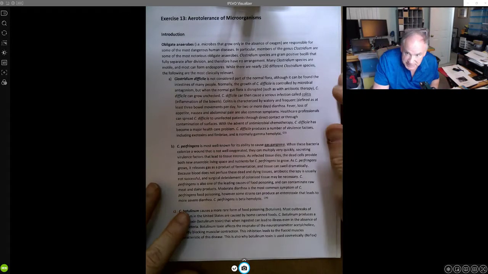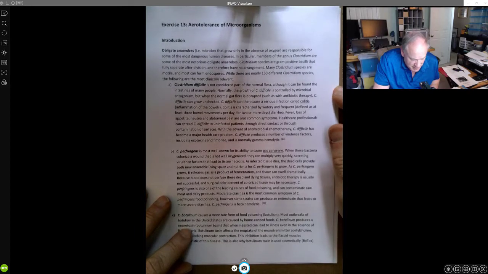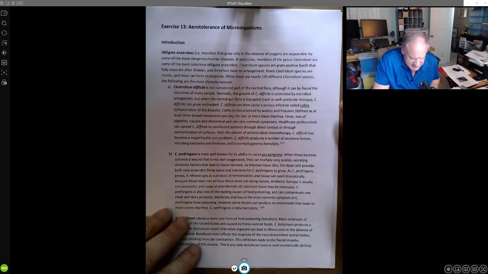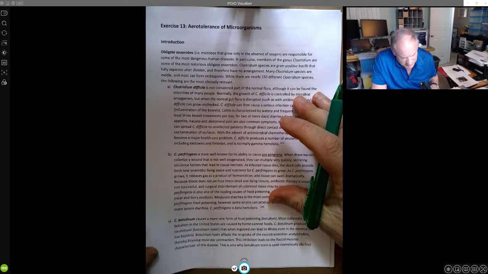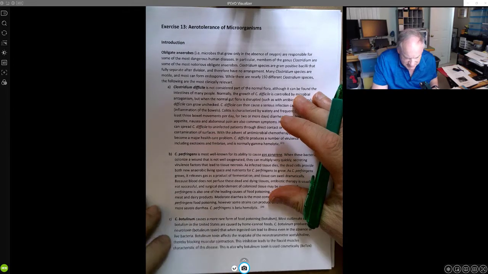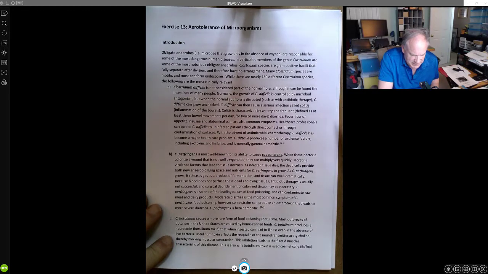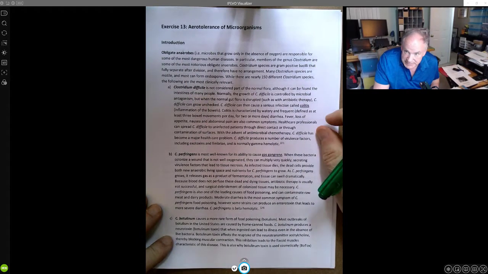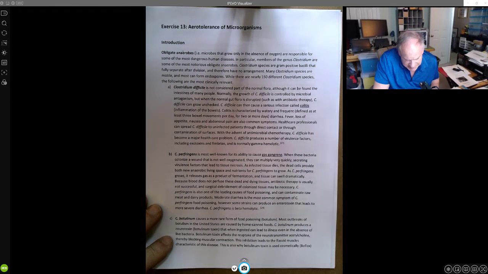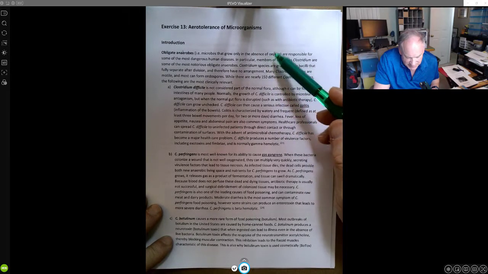So this section is on aerotolerance, and it's just a fancy way of describing how we're growing those that like to grow anaerobically, typically. And the obligate anaerobes, they are an interesting group on their own. They have to grow in the absence of oxygen.